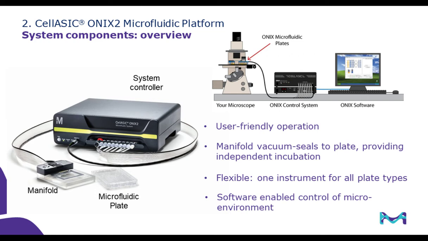So here comes our unique CellASIC ONIX2 live cell imaging system. It's pretty small, about the size of a shoebox. It's compact as well. It comes with a reagent control system, a manifold that ensures temperature and gas control in the cell culture chambers, and then a culture plate to hold your cells. You load your cells onto the plate, hook it up with the manifold, and then you use your computer to control the perfusion, gas, and temperature.